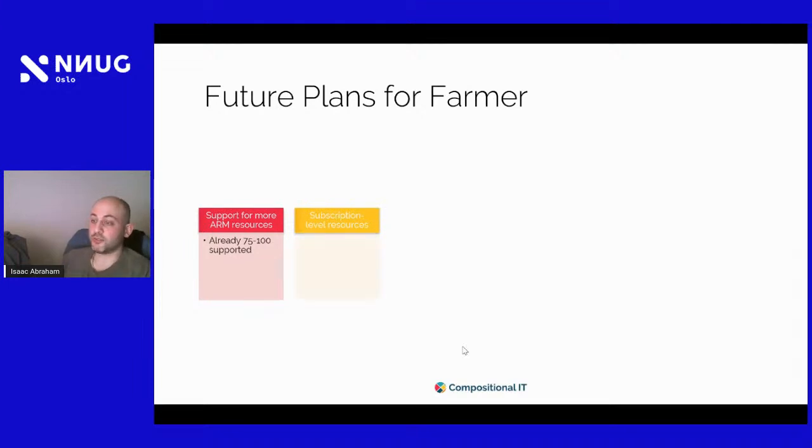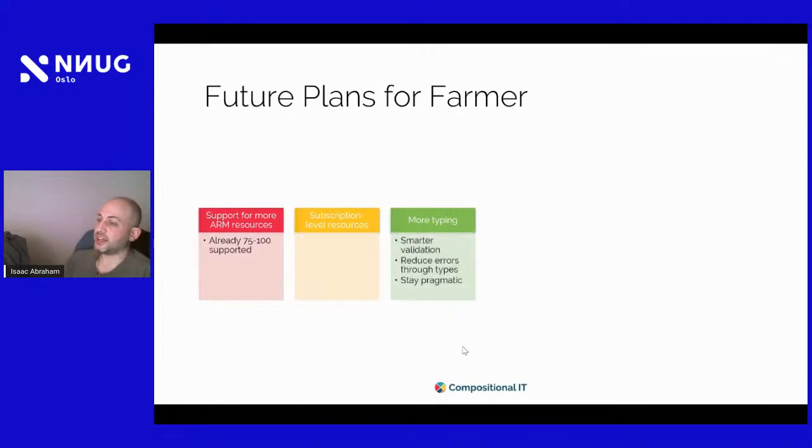So things like subscription level resources we want to add support for. We want to also add more typing. So we want to make validation even better. We want to make more typing so that it's easier to see errors as soon as you start typing rather than running the app or deploying into Azure. But we also want to stay pragmatic. We don't want to make it a Haskell kind of thing with types everywhere. So back and forwards.